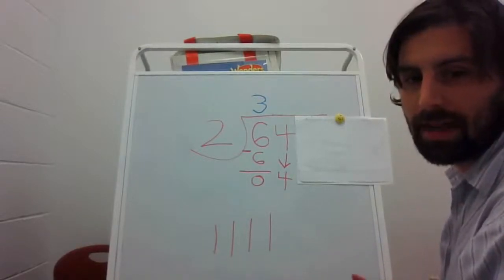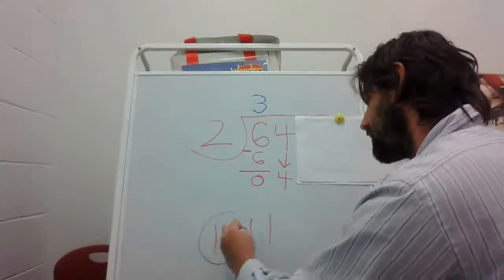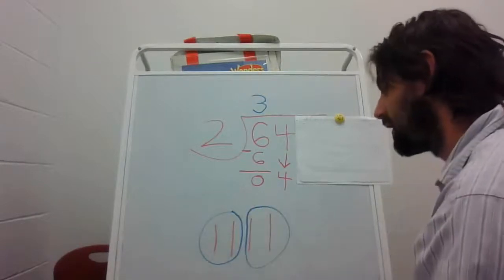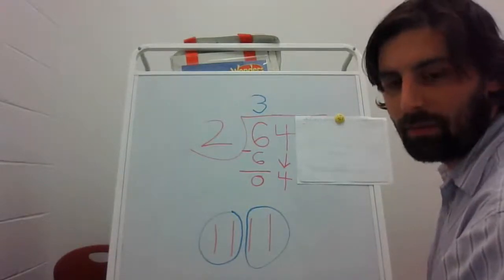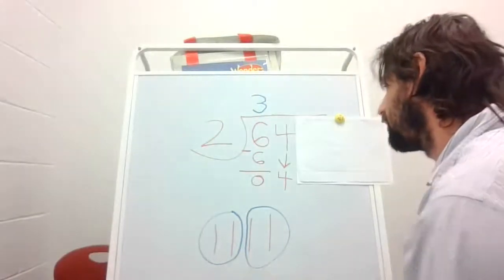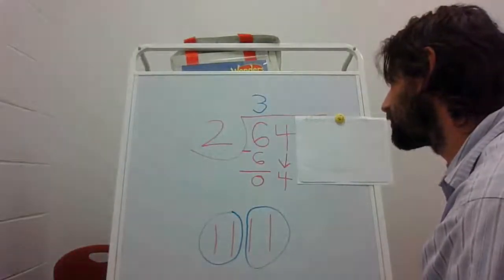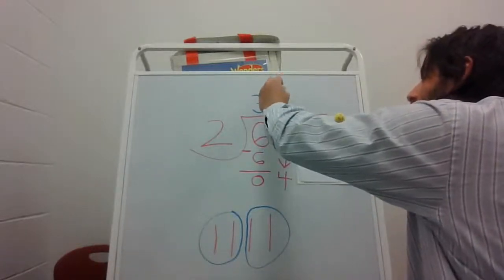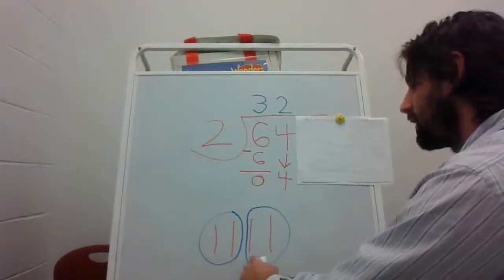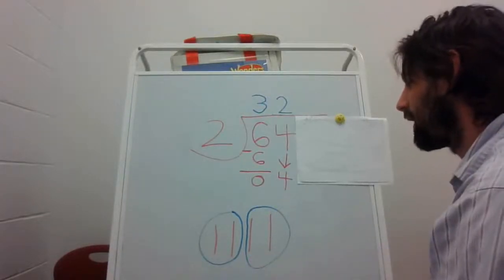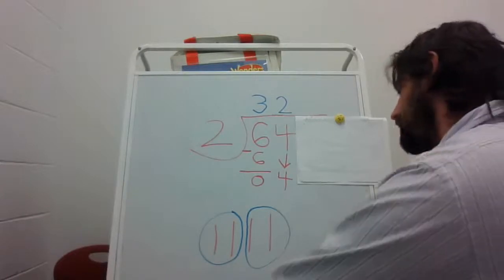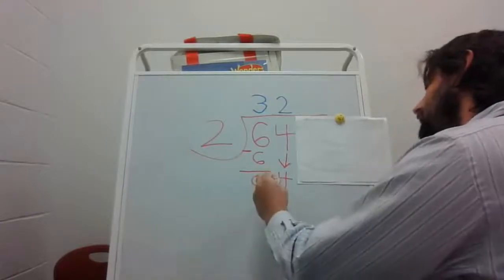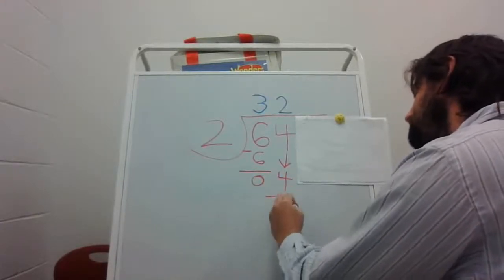Every 2 tallies, I'm going to draw a circle around. So there's a circle around those 2 tallies. Another circle around these 2 tallies. How many groups of 2 do I have within the number 4? Let's see. 1, 2. So I was able to come up with 2 circles, 2 groups of 2. 4 divided by 2 equals 2. Now I'm going to count the total number of tallies. 1, 2, 3, 4. Total number of tallies within the circles is 4. So here we go. 4 minus 4 equals 0.